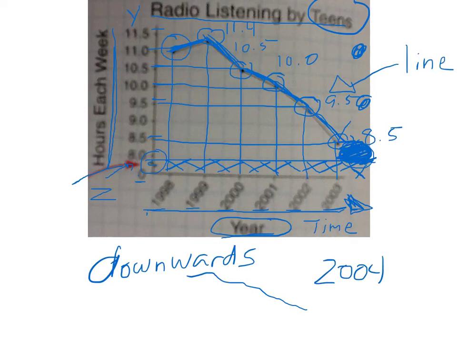Obviously, the opposite is an upwards trend. Let me just change colors here so you can see a little more clearly. If our data looked like this, we had a dot here, and then a dot here, and then maybe another dot up here, another one up here. That's an upwards trend. It's going up. And that's the difference between an upwards trend and a downwards trend.